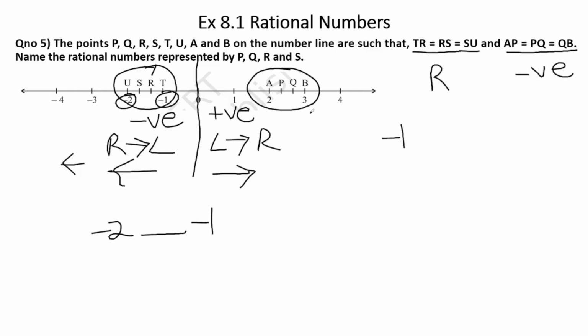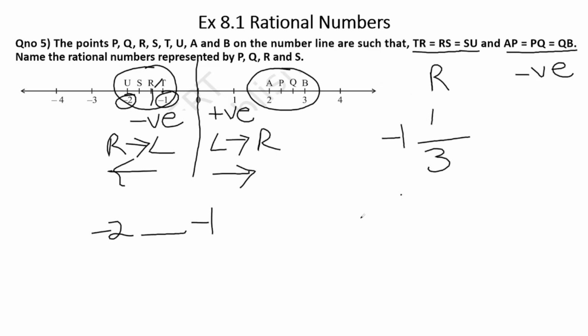Okay. And then, how many equal parts are there between -2 and -1? 1, 2 and 3. So there are 3 equal parts between -1 and -2. So write 3 in the denominator. Okay. And in the numerator, count from right to left. This is a negative rational number. This is the first part. And R is at the end of the first part.